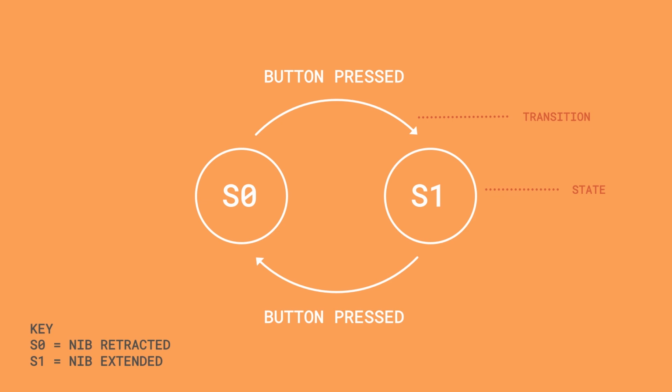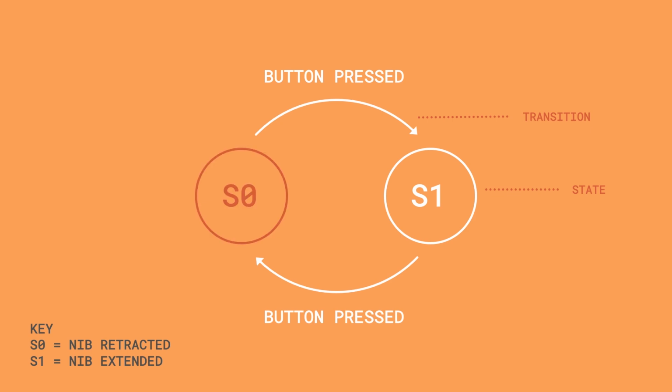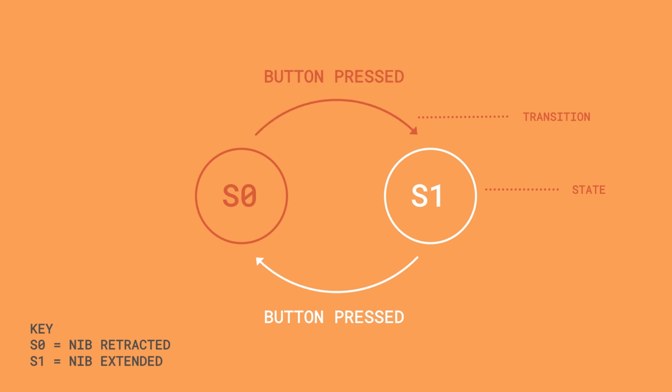Just like we looked at, when the pen's current state is retracted at S0 and you press the button, the pen transitions to a state where the nib is extended at S1. Before we move on to the next example, here are two other symbols you need to know. The initial state is where the machine starts from and resets to. Naturally, you can only have one initial state.